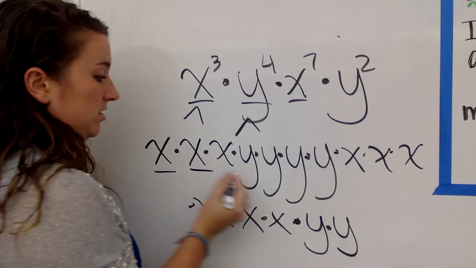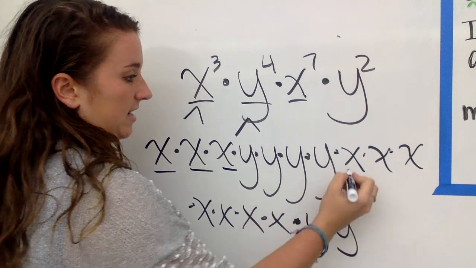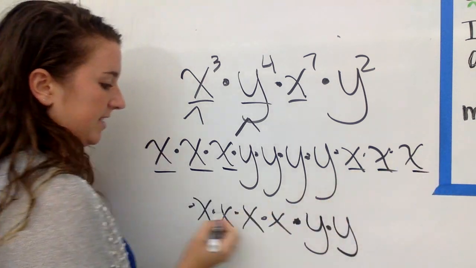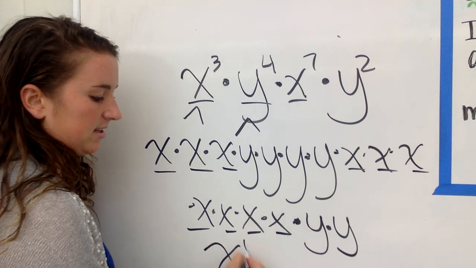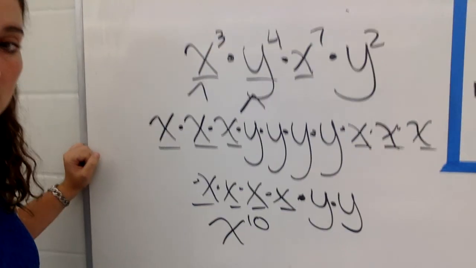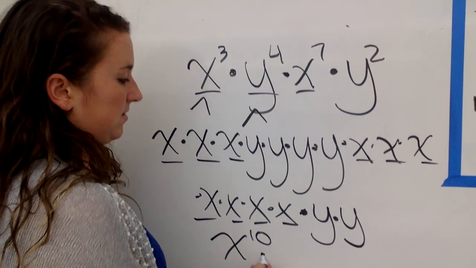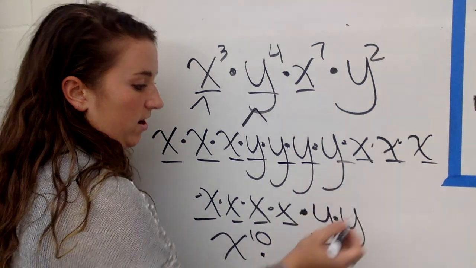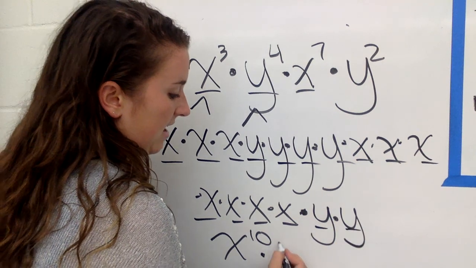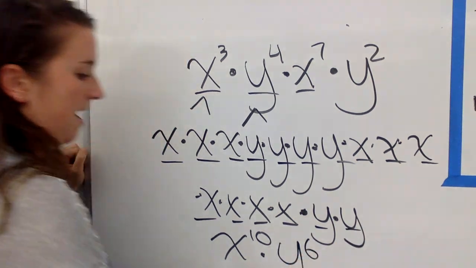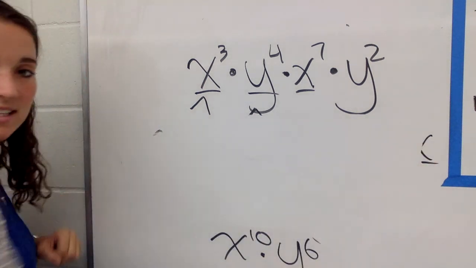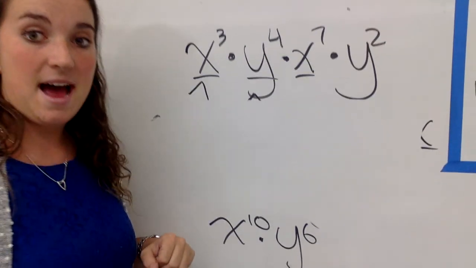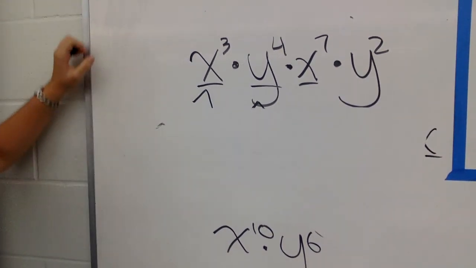So let's see, I have 1, 2, 3. That's a y, skip. 4, 5, 6, 7, 8, 9, 10. So I have x 10 times. Then I also have some y's. I have 1, 2, 3, 4, 5, 6. I have y 6 times. So my simplified answer is x to the 10th times y to the 6th.